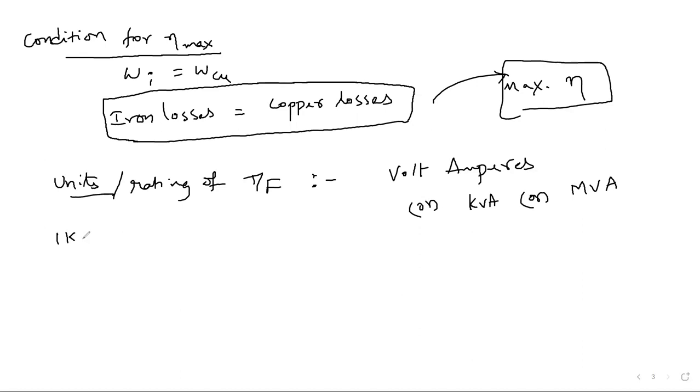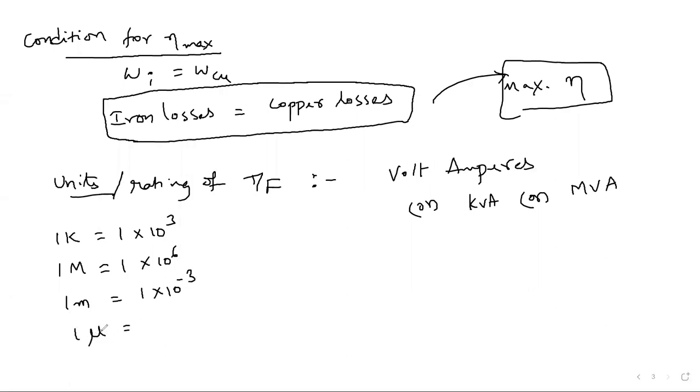So what does K mean? 1K means 1 into 10 power 3. 1 mega is equal to 1 into 10 power 6. Milli, identify the difference. Mega is represented by capital M. Milli is represented by small m. Milli means 1 into 10 power minus 3.